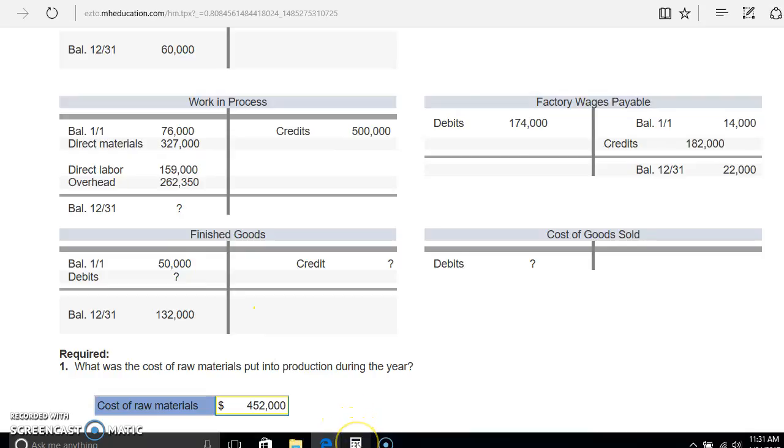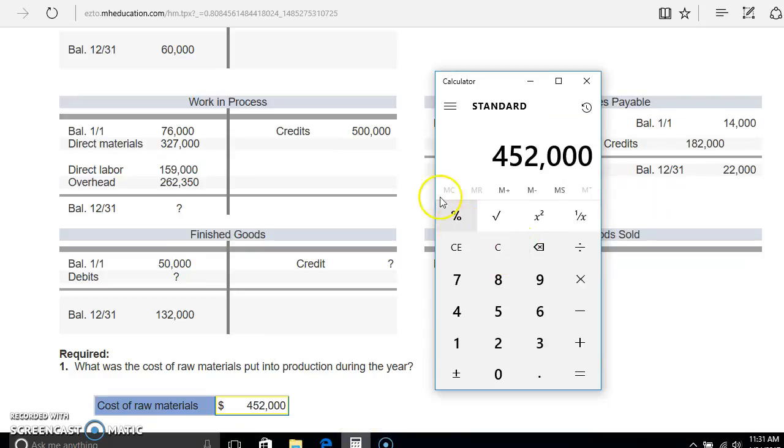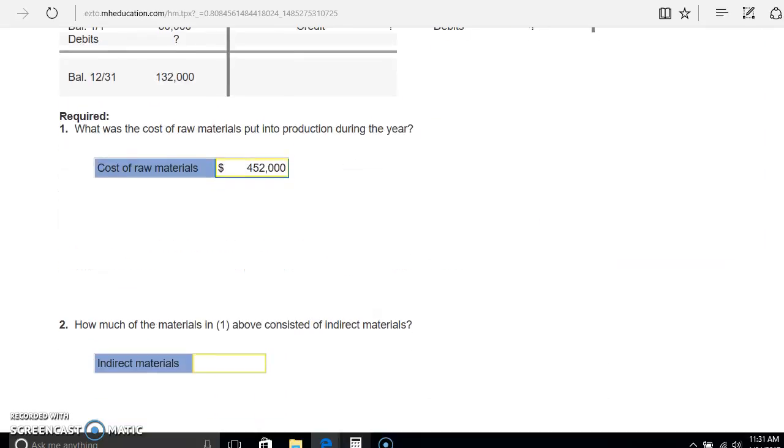The indirect material is going to be stuff that's not so easy to trace. That might be the oil that is used to lubricate the wheels and the chain, or it might be some of the smaller bolts and things like that that are not cost effective to trace the cost of. We're going to put those into indirect materials. So we have a total of 452,000 in materials, 327 is in direct materials. So that must mean that 125,000 is in indirect.